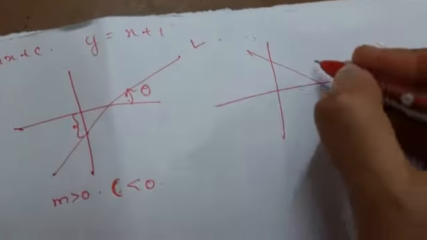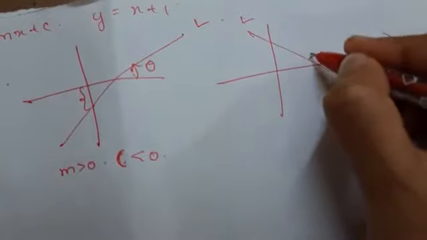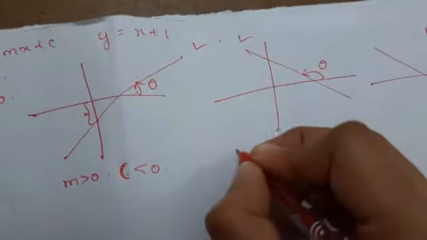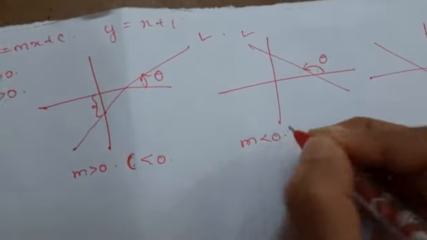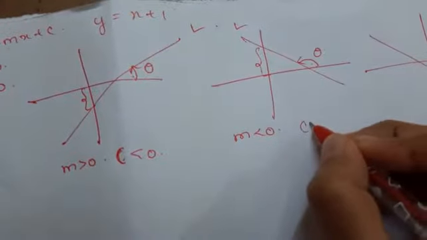Here you can see this is our line L. The angle formed by this line with respect to the x-axis in an anti-clockwise direction is an obtuse angle, greater than 90 degrees. So our slope is less than 0. What about our y-intercept? The y-intercept is positive, so c is greater than 0.